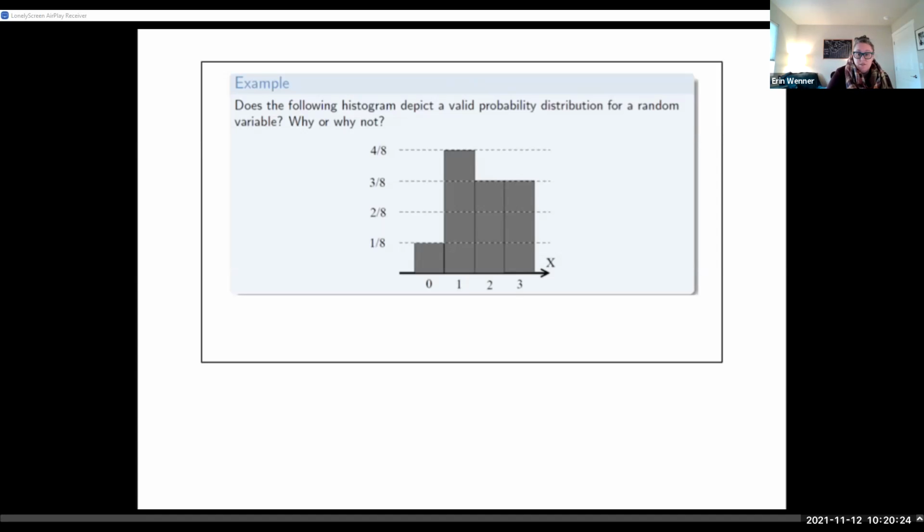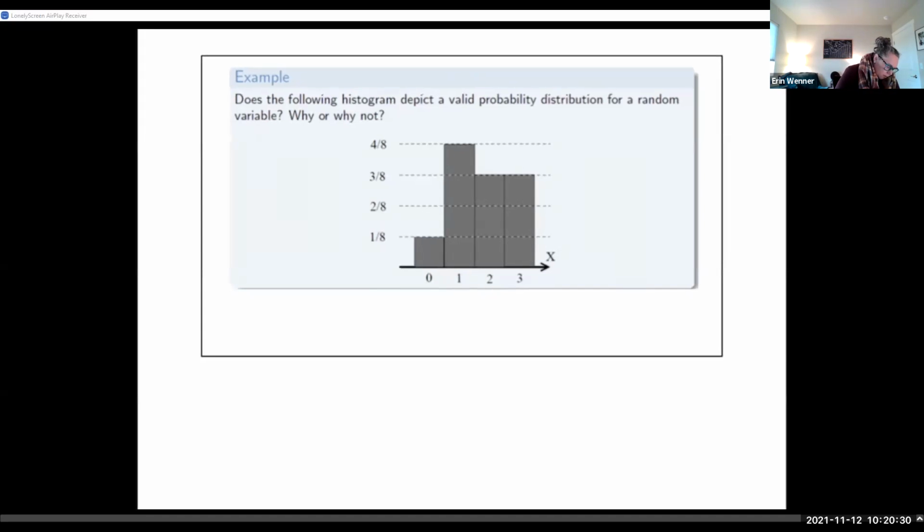So if we're checking if this is a valid distribution, let's look at what each of the bars represents. Well, the first bar represents the probability of 1/8. The second bar represents the probability of 4/8. Then we have 3/8 and 3/8. So if we add these probabilities up, one plus 4 is 5, plus 3 is 8, plus 3 again is 11, and we get 11/8, which is not equal to 8/8, which is what we would need it to be for it to equal 1. So this is not a valid distribution.